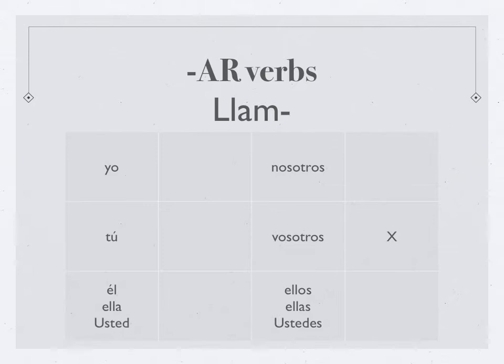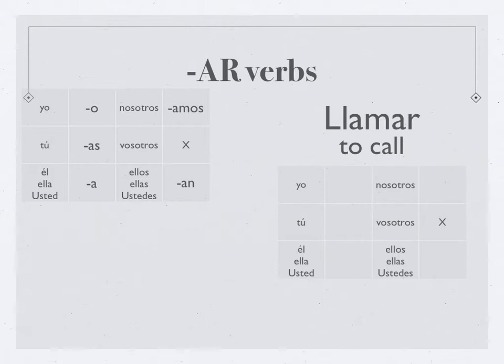So our endings for AR verbs are: yo, o; tú, as; él, ella, usted, a; nosotros, amos; ellos, ellas, ustedes, an. So now that we know the endings, let's try conjugating llamar, which means to call.